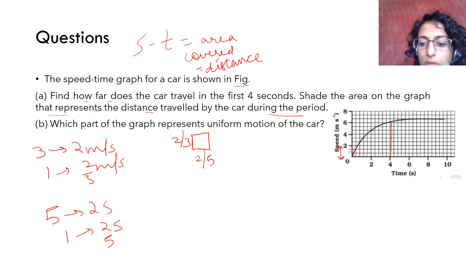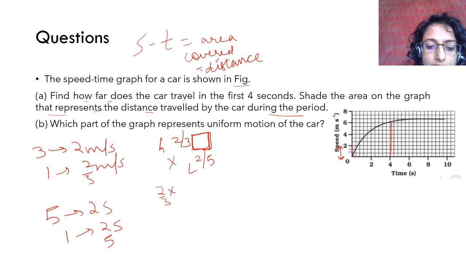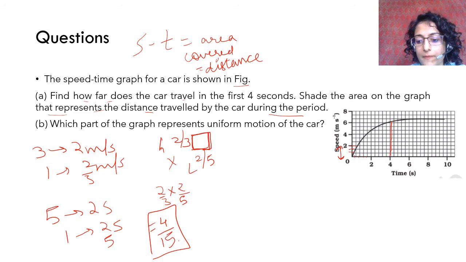All right. So what is the area of this square, with this length and breadth? If this is height and this is length, it will be this into this. So 2 by 3 into 2 by 5 is 4 by 15. This is the area of one square. So this is the distance covered, in meters: 4 by 15 meter.